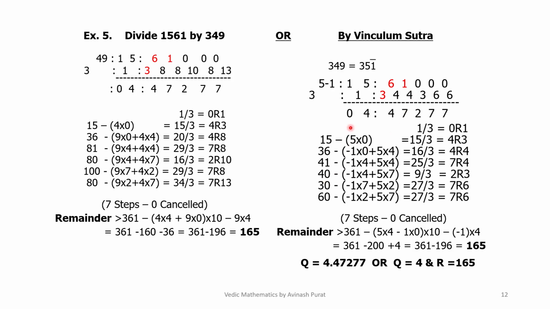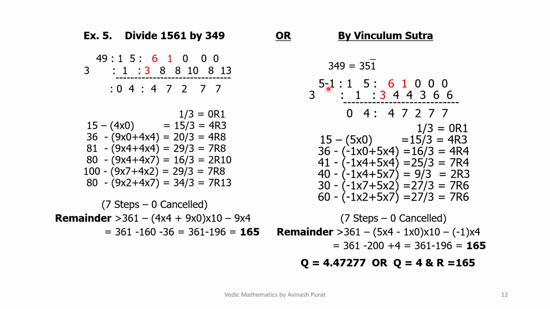So 40 minus (1 into 4 plus 5 into 7), that is 35 minus 4 is 31. So 40 minus 31 is 9 by 3. We consider 2 as quotient and remainder 3.